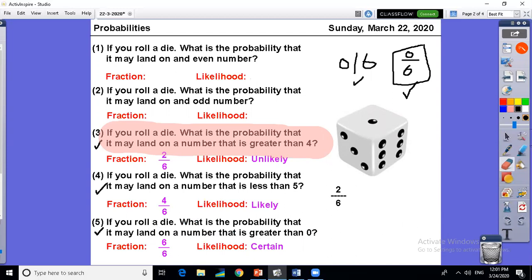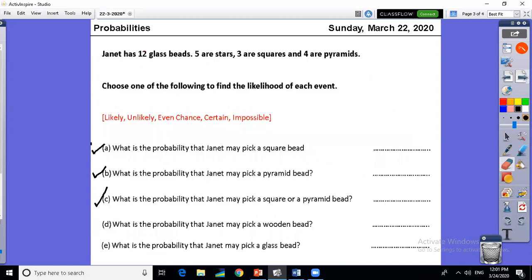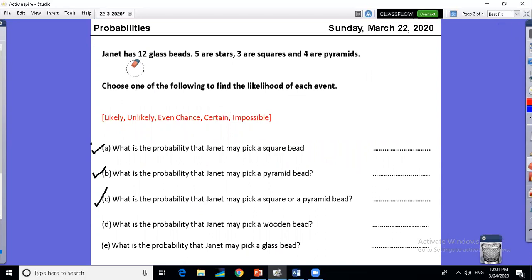All right. Moving into the next, at the end of the last page, it says that Janet has 12 glass beads. 5 are stars, 3 are squares, 4 are pyramids. So how many are all of them? 12. All of them are 12, 5 and 3 and 4. Good. Choose one of the following to find the likelihood of each event.